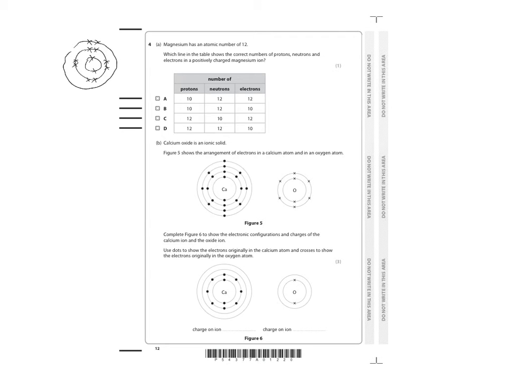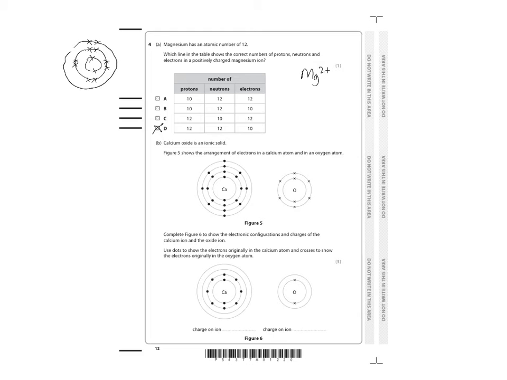Now it's going to form a 2 plus ion, Mg2 plus, because it's going to lose those 2 electrons. Now in Mg2 plus it's going to have 10 electrons, but it's going to have 12 protons. So if I look down, the one that's got 12 protons and 10 electrons, the only one that is D, and in fact that is the answer.